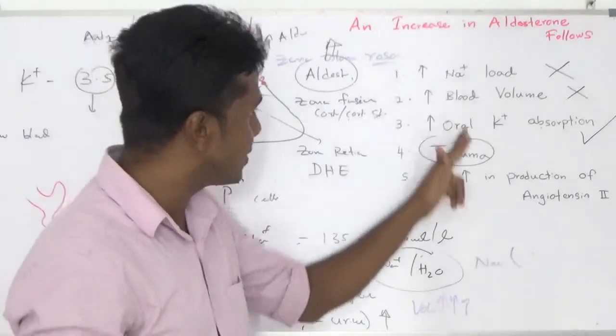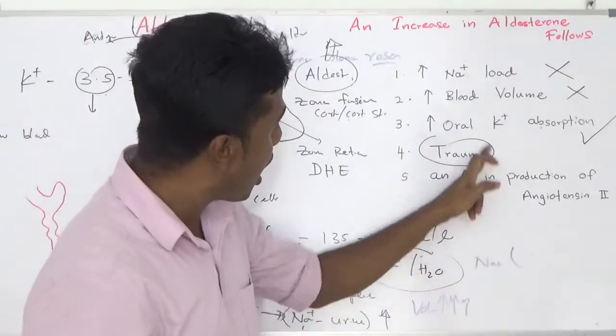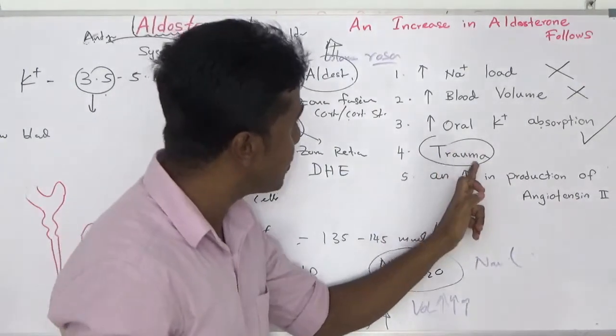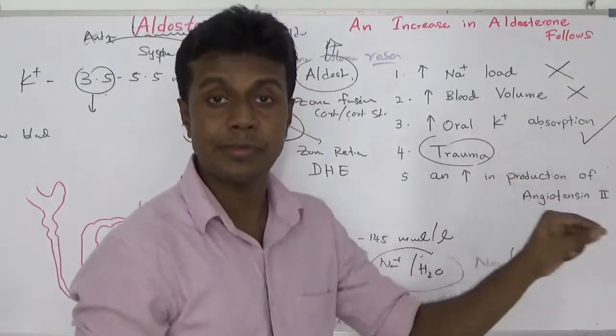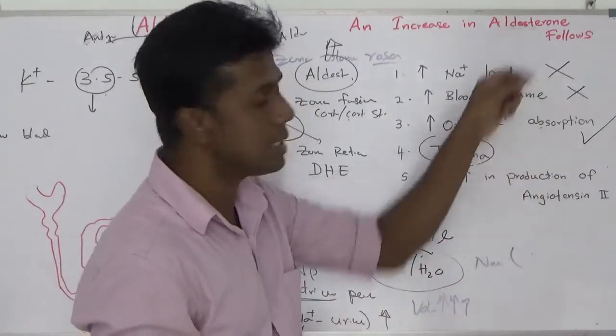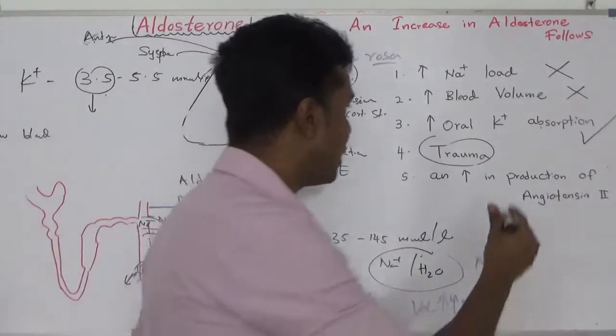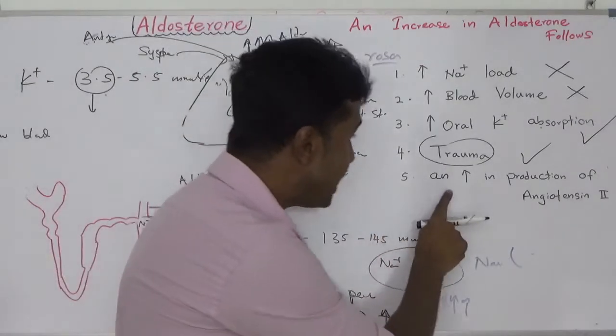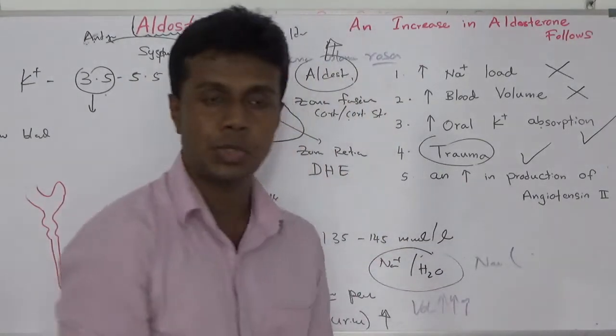Because of trauma, stimulation of the sympathetic system and hypovolemia can induce aldosterone secretion. I don't know whether it matches or not, but hypovolemia and sympathetic stimulation, which happen with the trauma, lead to an increase in aldosterone secretion. So I will take this one as correct. Next one, an increase in production of angiotensin 2.